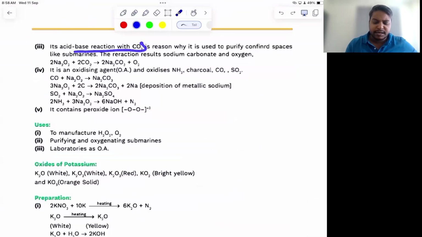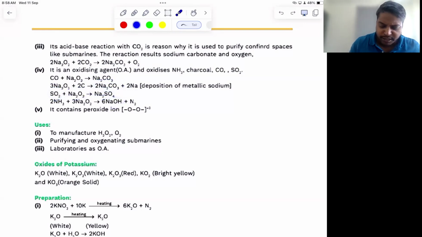Its acid-base reaction with carbon dioxide is the reason why it is used to purify confined spaces like submarines. So Na2O2 plus CO2 converts into Na2CO3, releasing O2. It is an oxidizing agent and oxidizes ammonia, charcoal, carbon dioxide, and sulfur dioxide. If you have carbon monoxide also, it will convert into Na2CO3. If you have only carbon, charcoal, it will convert into Na2CO3 plus Na. SO2 plus Na2O2 will become Na2SO4. With ammonia, it will become NaOH and N2.